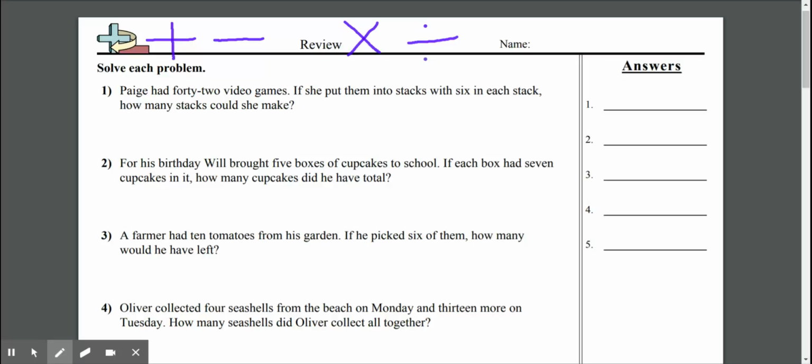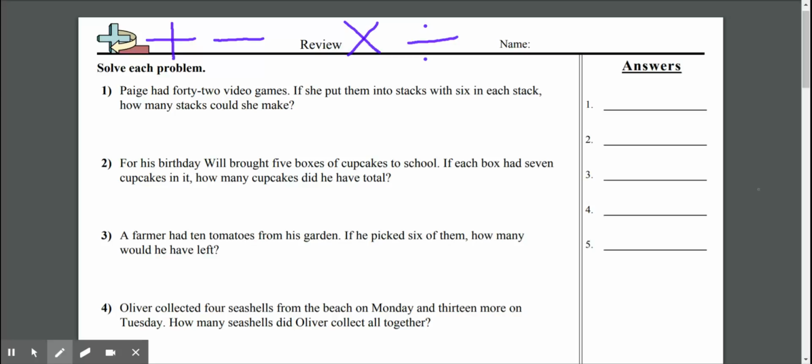So first off, whenever you have a math word problem, no matter the difficulty, whether it's an easier word problem or a more challenging one, it's always good to read over the word problem and make sense of what we just read. So let's look here at number one. It says, Paige had 42 video games. If she put them into stacks with 6 in each stack, how many stacks could she make? Okay, so we just read through the problem first.